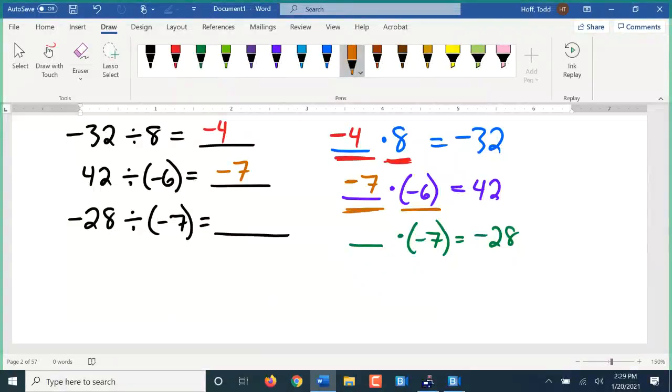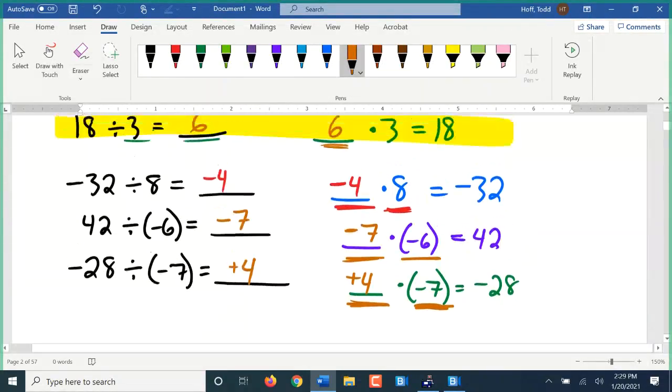Well, in order to get a negative result in a multiplication problem again, we need one positive and one negative. The negative 7 is negative, so this number has to be positive. What times 7 is 28? 4. Positive 4 times negative 7 is negative 28. So negative 28 divided by negative 7 is a positive 4.